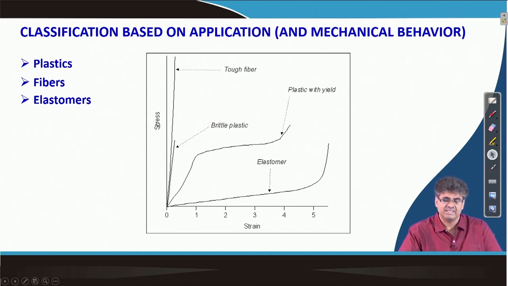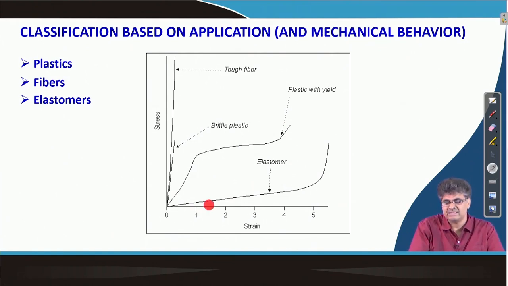You know what stress is? Stress is basically the applied force divided by area. And strain is the change in length divided by the original length. Now, if you have an elastomer, you can imagine that by applying only a very small amount of stress, you can stretch this polymer to a high extent. So strain is high for a very small amount of stress. That is your elastomer.